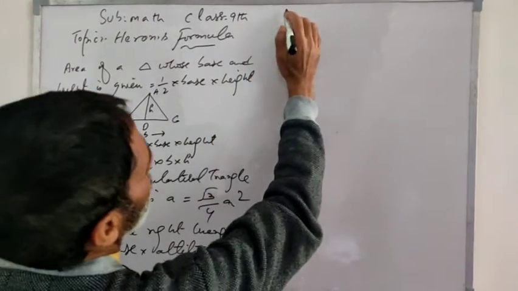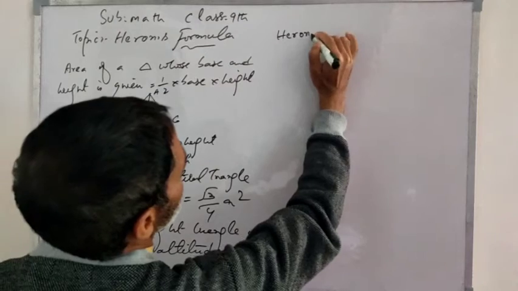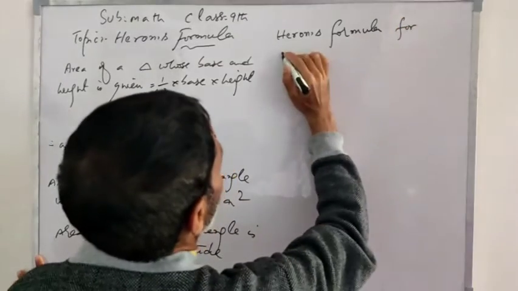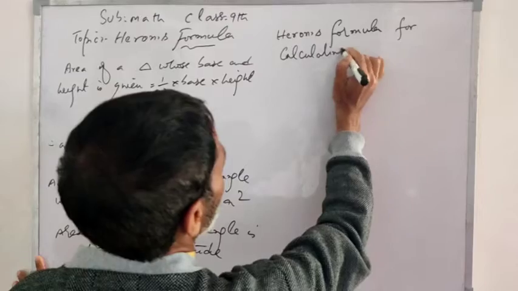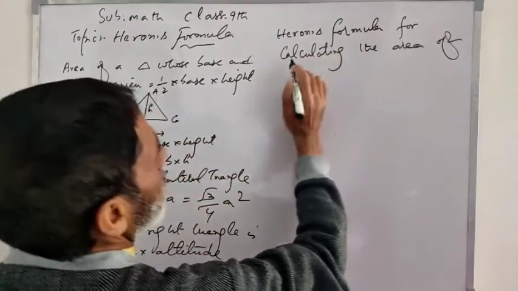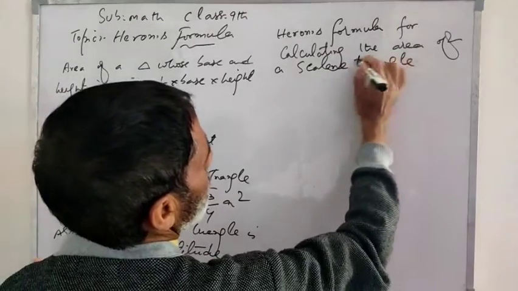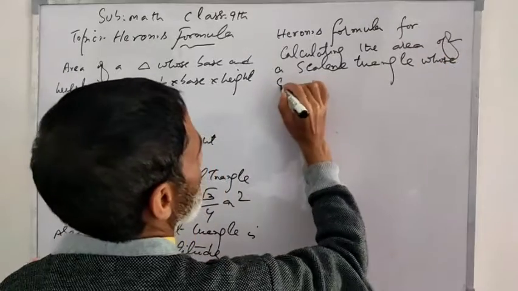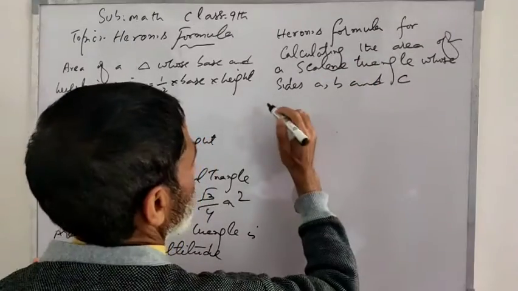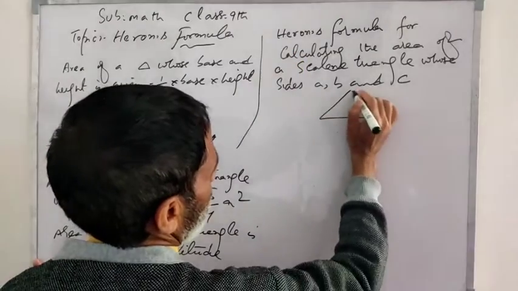After this, we will explain Heron's formula for calculating the area of a triangle. The area of a scalene triangle whose sides are A, B and C, which are different. For this, Heron was a mathematician. He gave the formula for calculating the area of a triangle ABC.